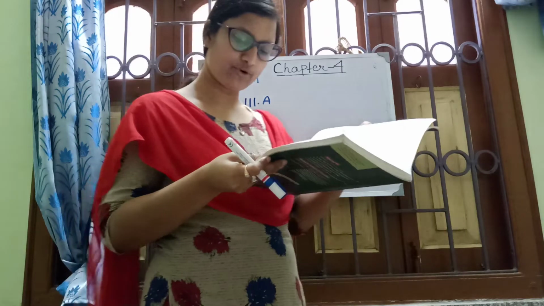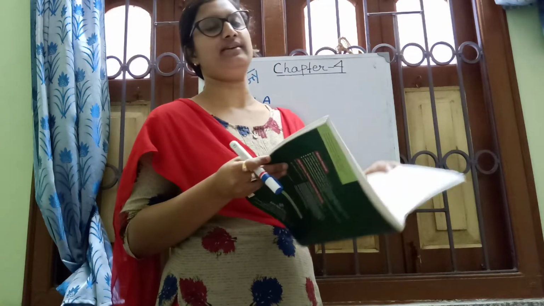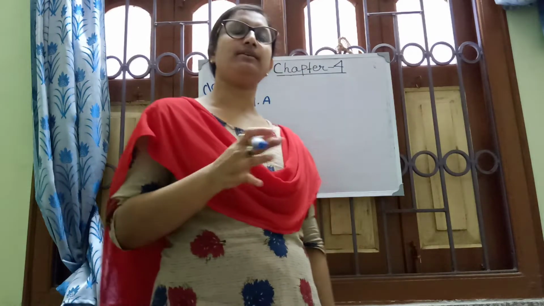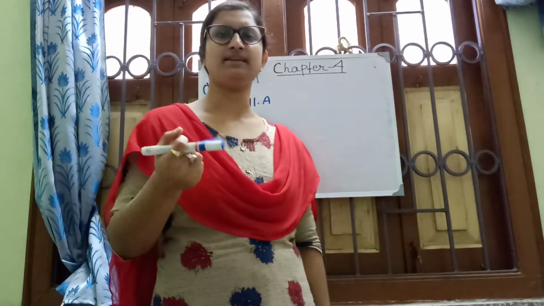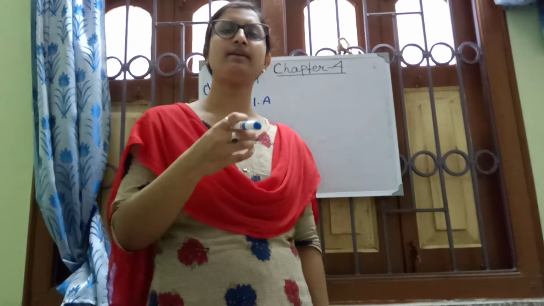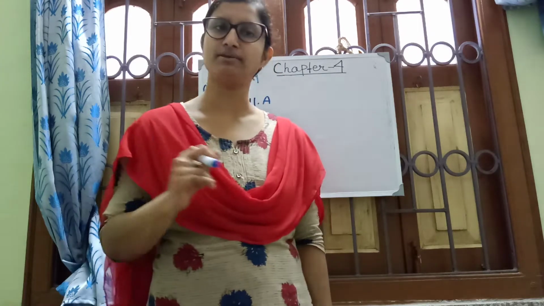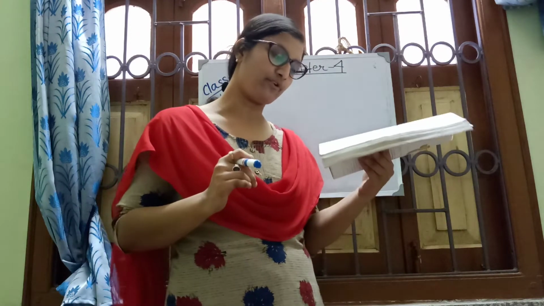And artificial pollination, triple fusion, double fertilization. What is artificial pollination? I have told this in the video also. Artificial pollination means artificially transferring the pollen grain from the anther to the stigma of the flower. This process is called artificial pollination.